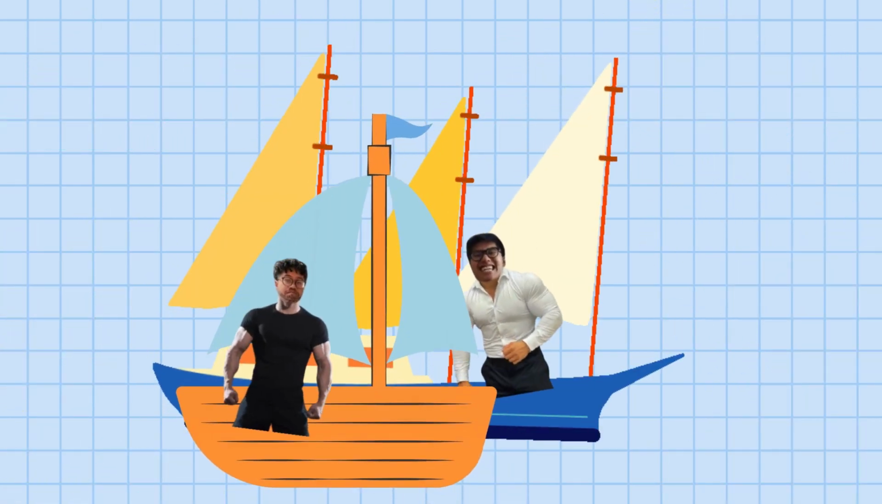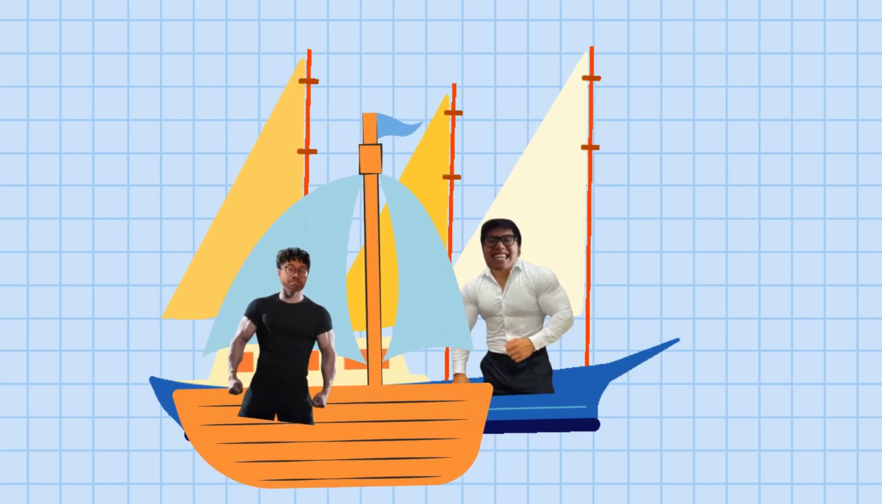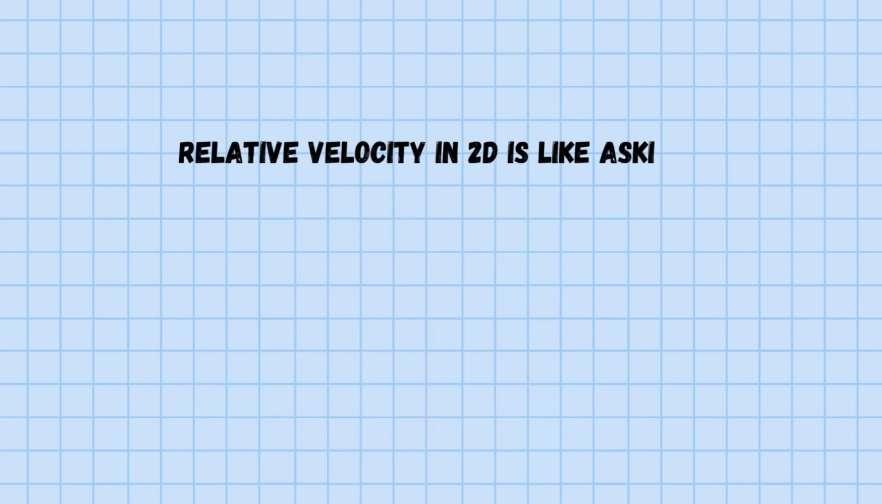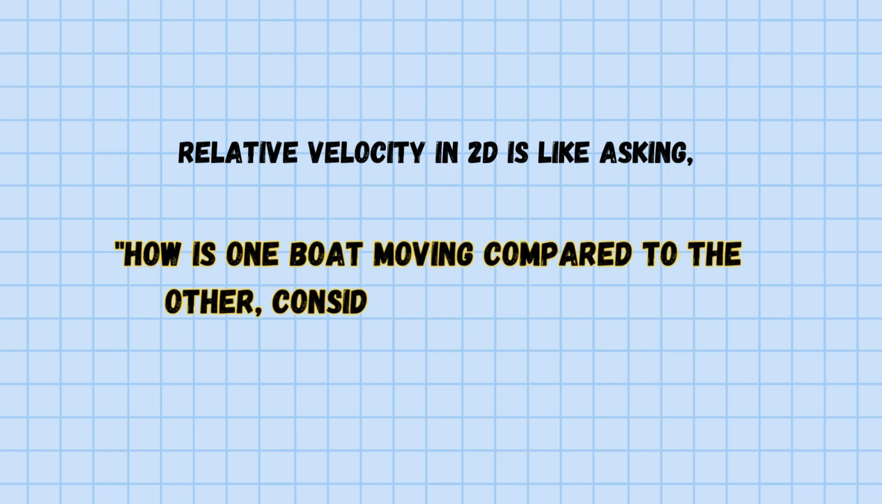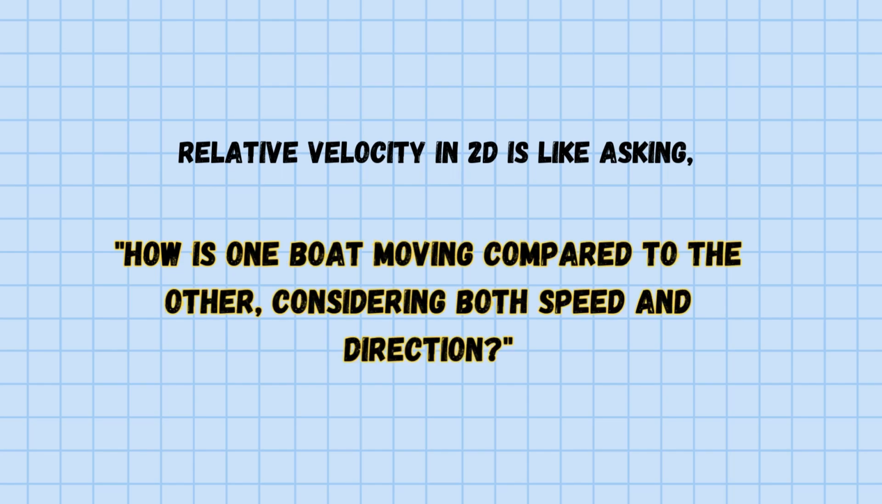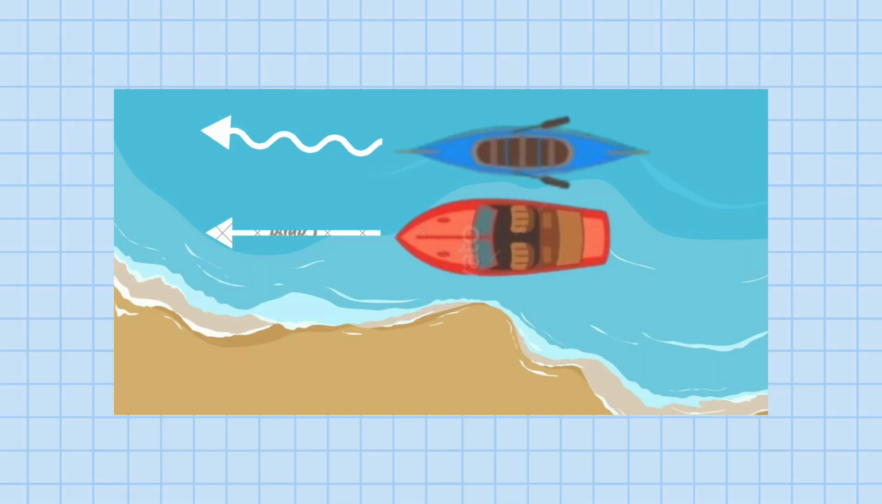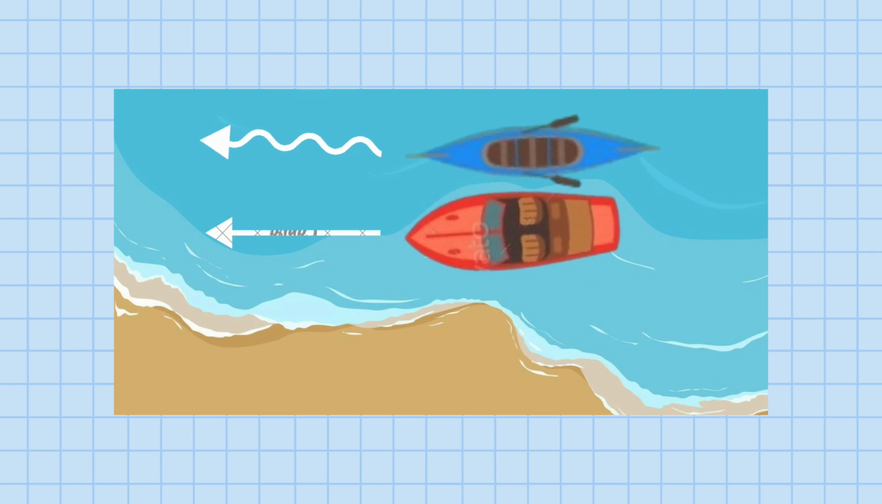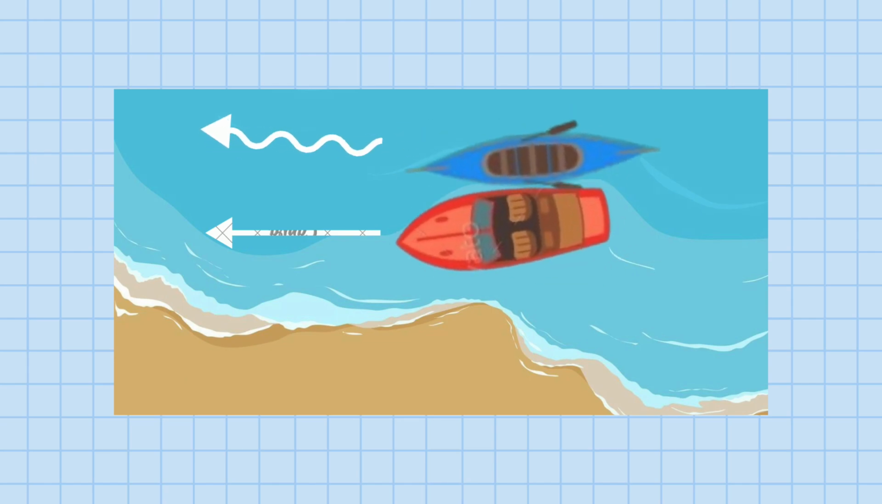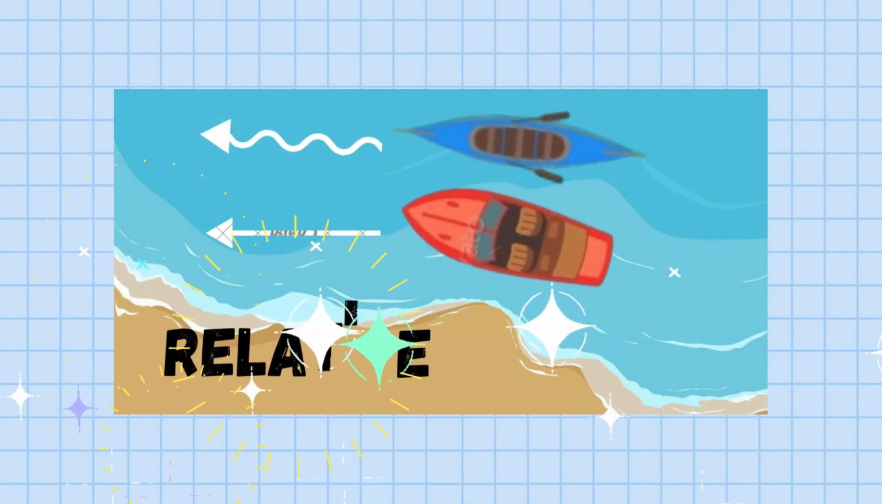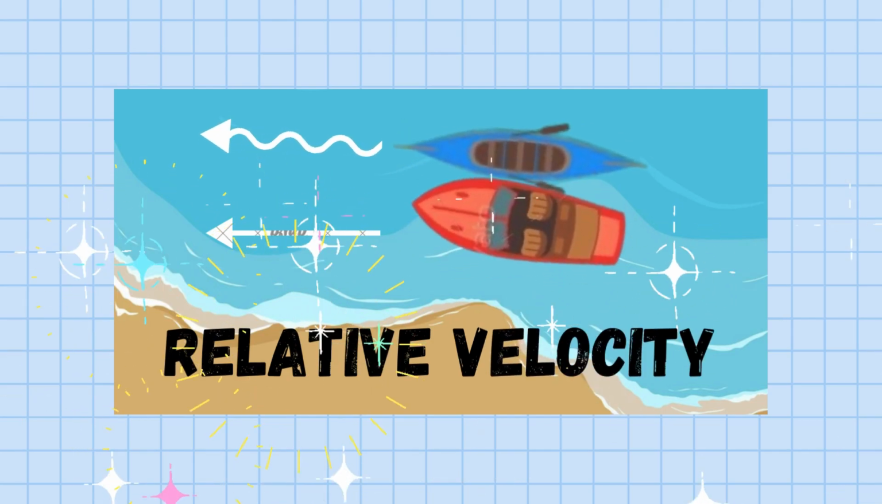Now, let's explain how relative motion works in 2D. Imagine two people on separate boats in a big pond. Relative velocity in 2D is like asking, how is one boat moving as compared to the other, considering both speed and direction? It's not just about which is faster, it's also about whether one is turning left or the other is going straight. The difference in how they move is their relative velocity.